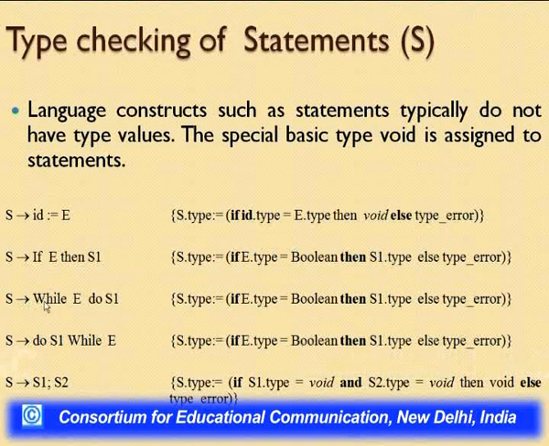Same goes for while. You can see simply while e do s1. So if e.type is boolean and s1, then whatever type this s1 is carrying, the same type s will carry. Again, we can simply write a similar rule for do while, do s1 while e. Whatever type carried by s1 will now be carried by s if e.type is boolean. Then we can have a compound statement as well, s1 semicolon s2, to represent multiple statements within that.